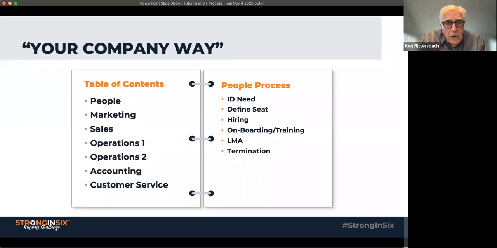So you've got your document with the table of contents and the process documented. We encourage people to name it. So naming it might be the ABC way or the ABC playbook. One company calls it the ABC secret sauce. But it's a fun way to give visibility to it in your company, to actually give it a name. This is how we do our business.